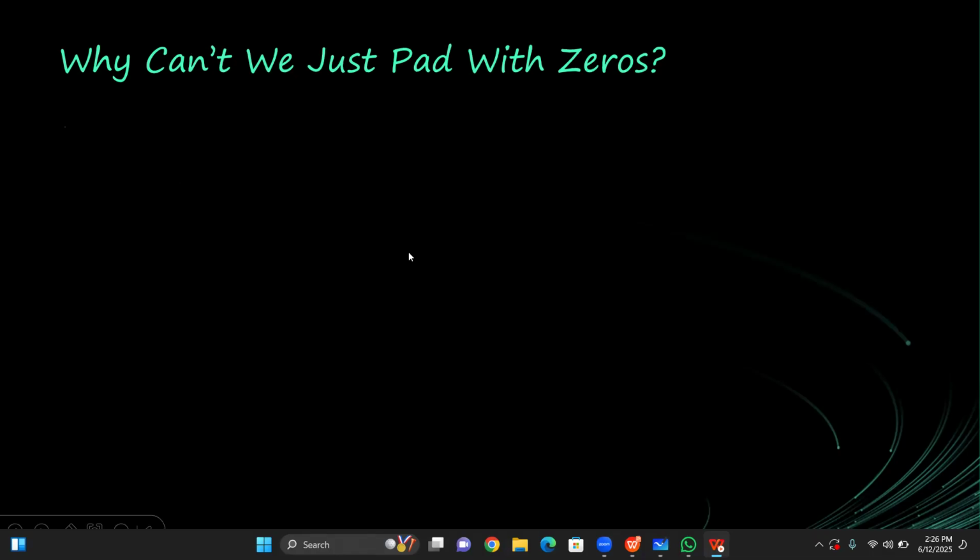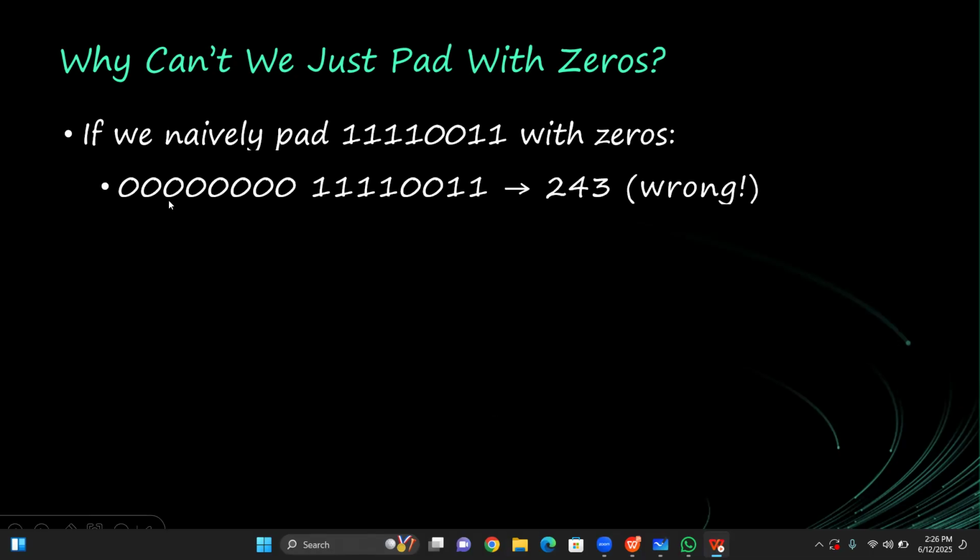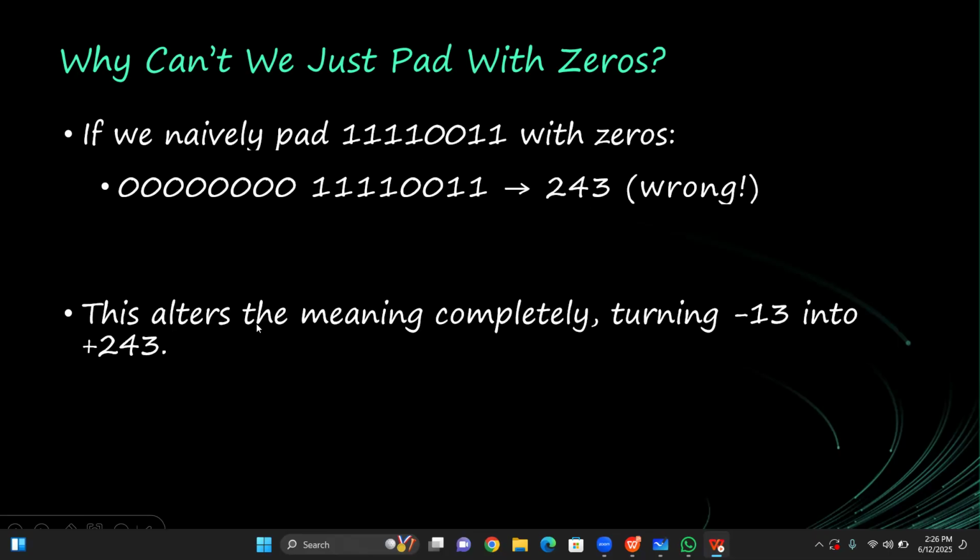So why can't we just pad with zeros? You cannot just pad with zeros because if you pad with zeros, it will give it a different meaning. This is a negative number because this most significant bit is 1. If you go and pad with zeros, it will give it a different number altogether. Do you understand? Remember, for signed integers, any number that starts with 1 is a negative number. So when you pad with zeros, that means you have changed this value. It's no longer going to be minus 13. It has now turned to plus 243. So this alters the meaning completely, turning minus 13 into plus 243.